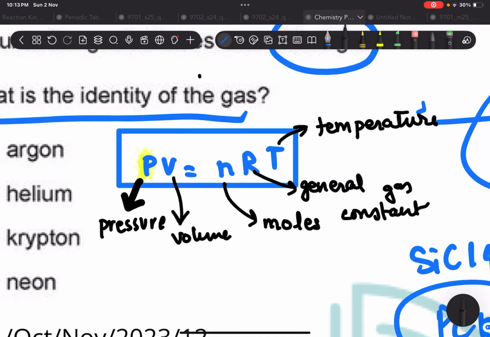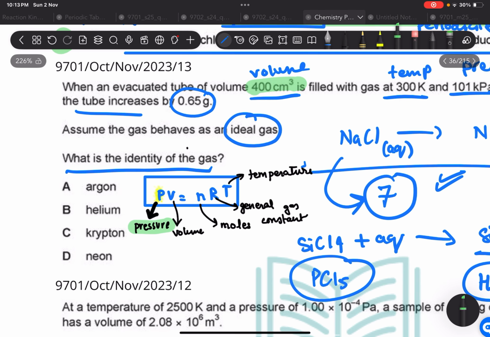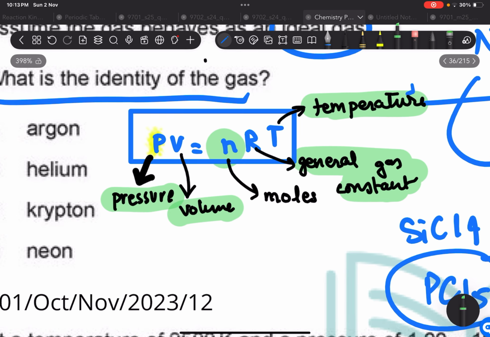Okay, so what you have in the question, we're given the pressure. Are we given the volume? Yeah, this is the volume, this 400. We're given the volume, we're not given the moles, we're given the general gas constant, that's always with us, and we're given the temperature. So let's put in our values to find the value of n. That's going to be simple and easy.